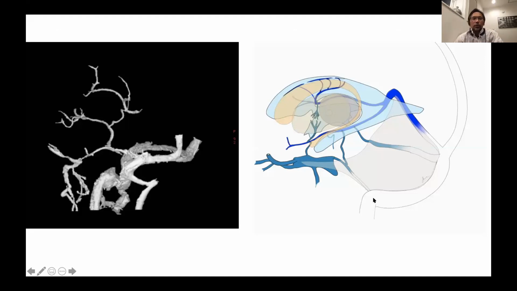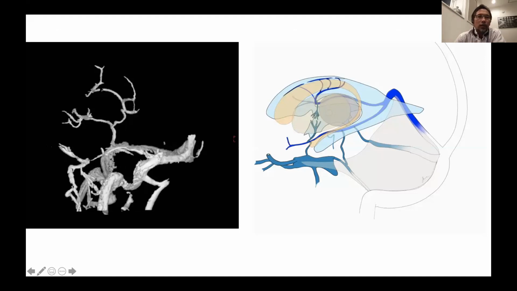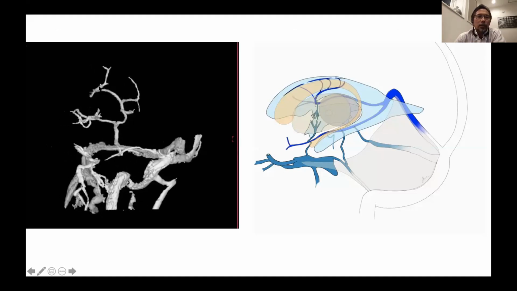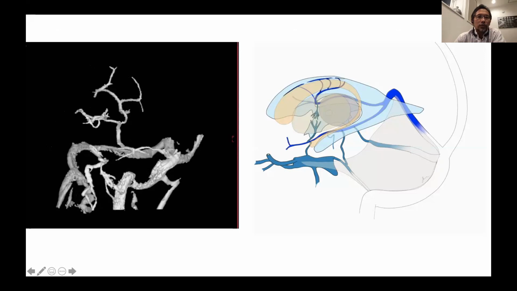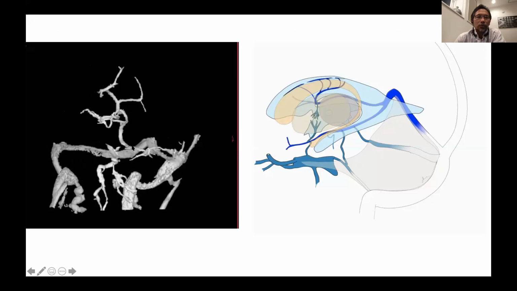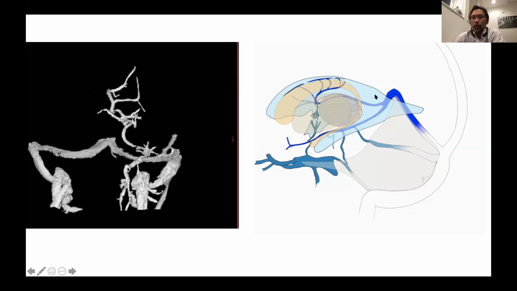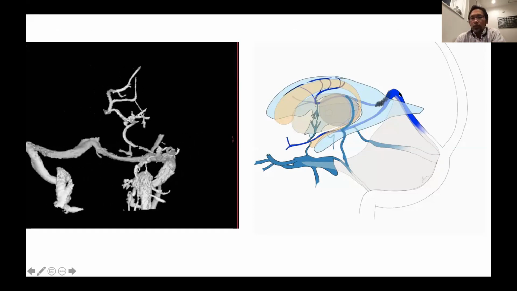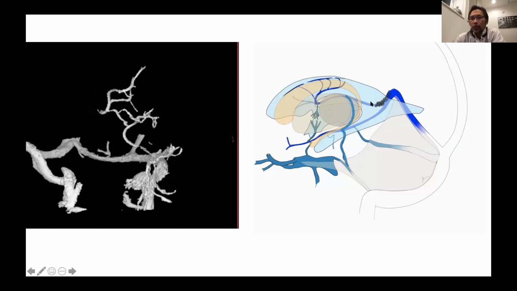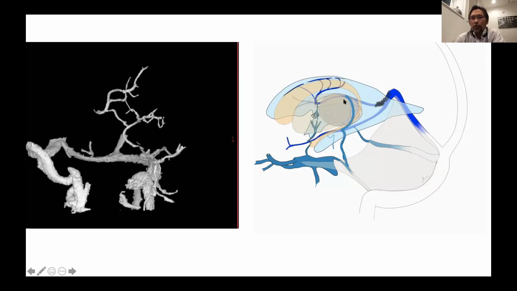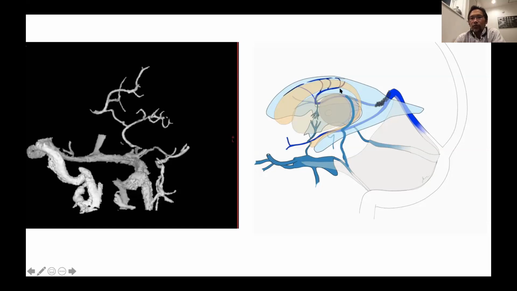You can appreciate this on 3D a little bit better. This is the ICV itself. So it turns here, goes here. It doesn't have any connection to the vein of Galen. So sometimes when we don't have the connection to the vein of Galen from the internal cerebral vein, it's going to be quite difficult for the system to drain.